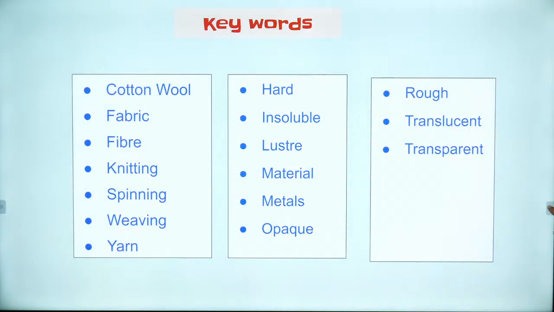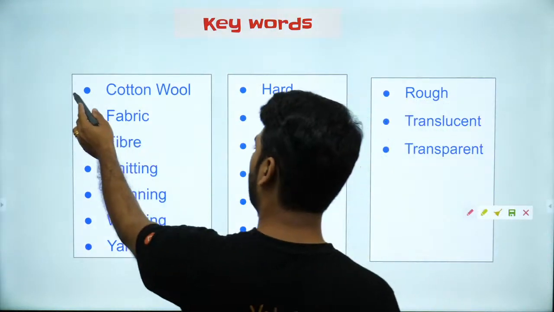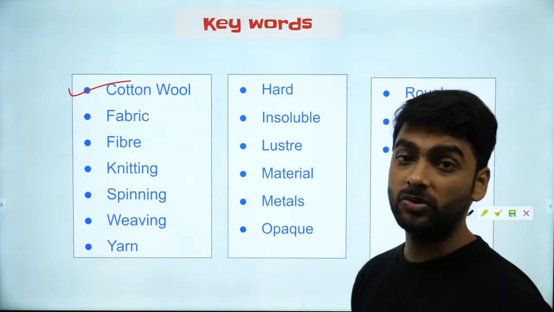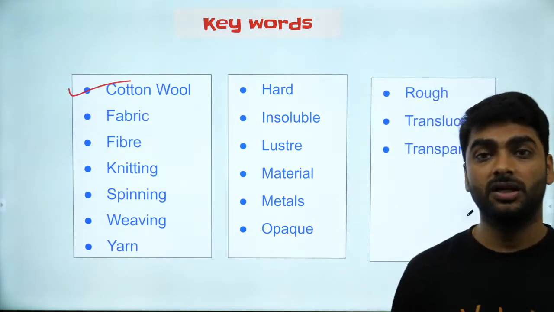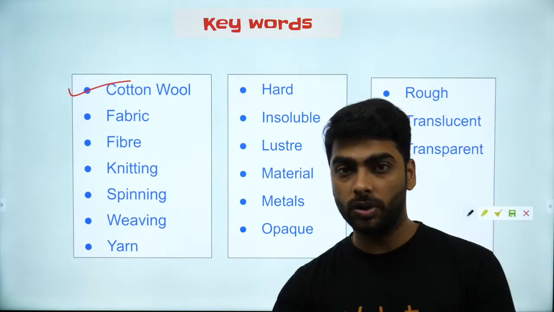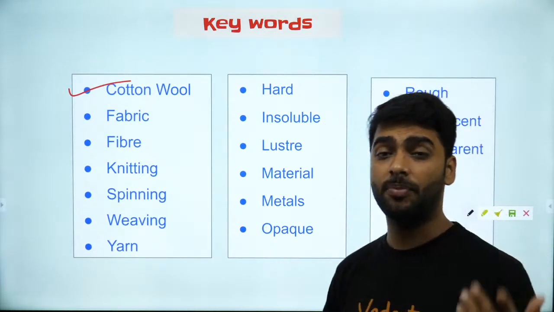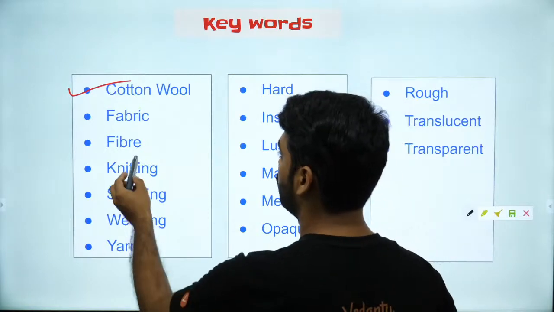Now, let us do all the keywords before going to the Menti. So, we learned about cotton wool. Again, cotton wool is nothing but a good quality of cotton. Also, guys, you have to know about the Pashmina goat, the Angora goat, from where you get different kinds of wool. Yak also gives you wool. Camel also gives you wool. Sheep also gives you wool.